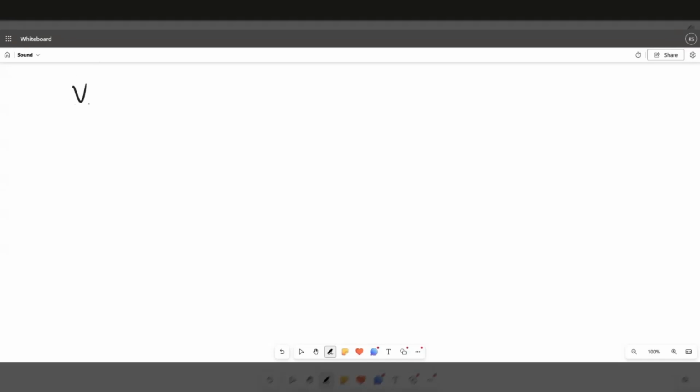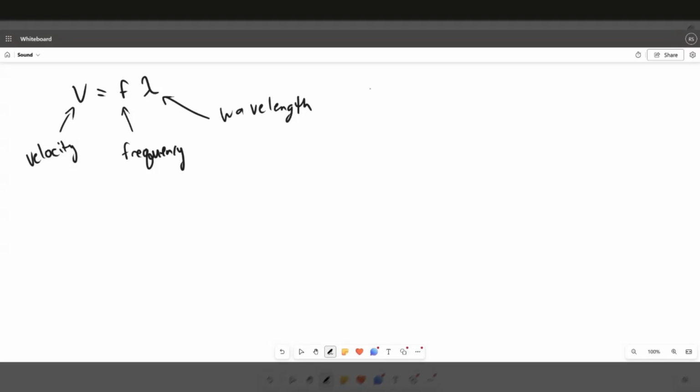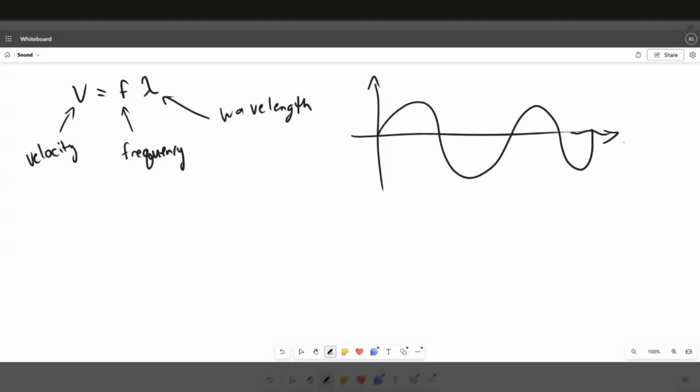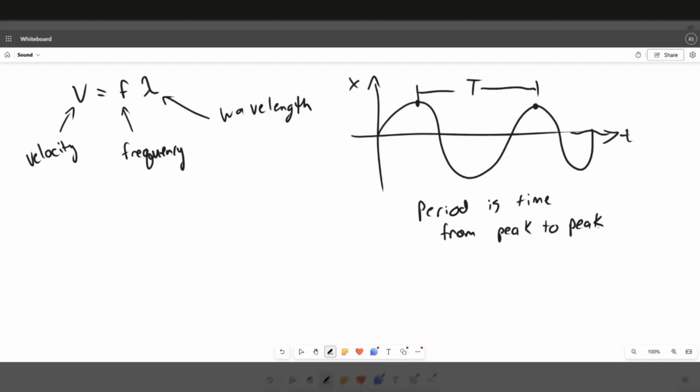And once you have the speed of sound or the velocity, we can relate that to the frequency and the wavelength of that wave. So this is the speed or velocity. This is the frequency. And this is the wavelength. So if we think back to our picture of a wave, this is time and this is position. And so that's the period of the wave. And the frequency is just the inverse of the period.